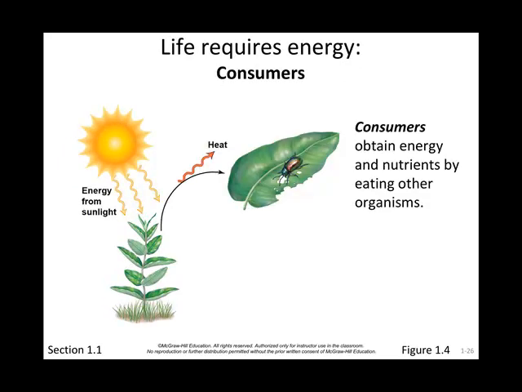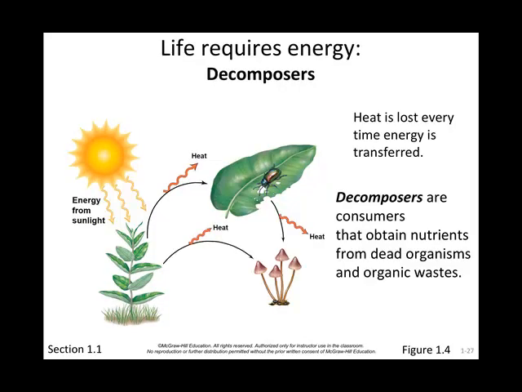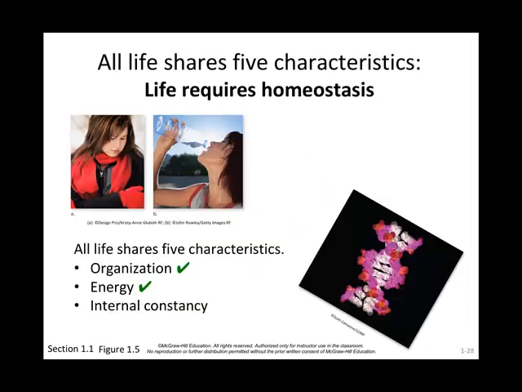Consumers are living organisms that get energy and nutrients from eating other organisms. Then lastly, decomposers get nutrients by externally absorbing their food from dead organisms and organic wastes. Notice that heat energy is lost every time energy is transferred from one organism to another. So all living organisms fall into one of these categories when it comes to energy. All life forms obtain nutrients from their energy source and use energy in order to live.